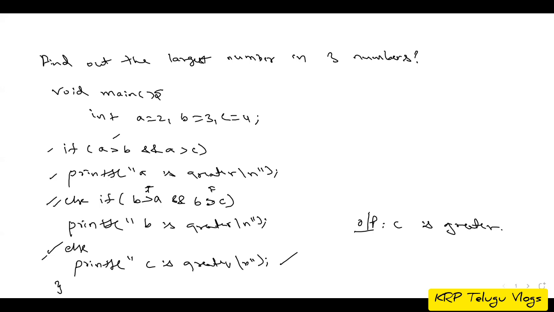So next, how can we find out the second largest number in the three numbers? Find the second largest in three numbers. So how will you do this?